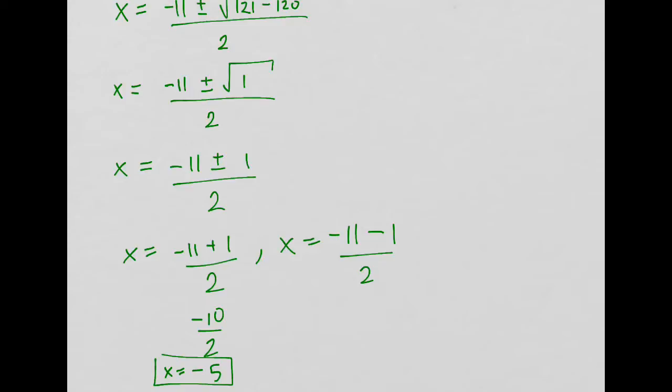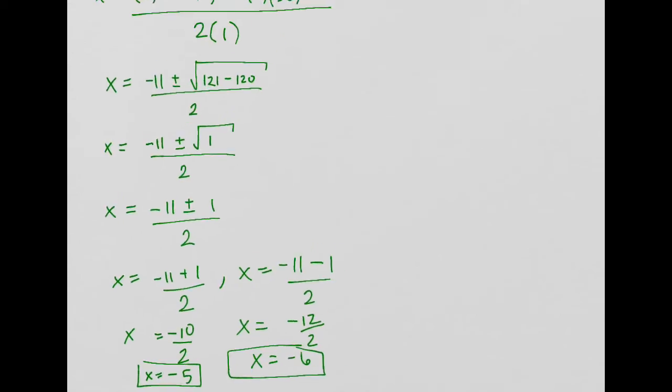That's one of the answers. That's where the graph crosses the x-axis. That's amazing. And then I have x equals, what is that? Negative 12 divided by 2. x equals, what's negative 12 divided by 2? That's negative 6. So there we have that. That's where the graph crosses the x-axis.